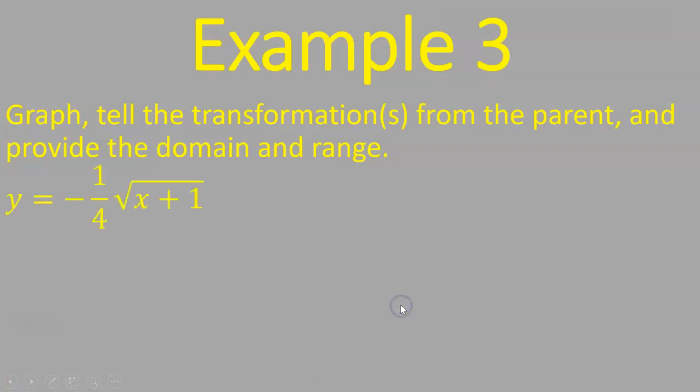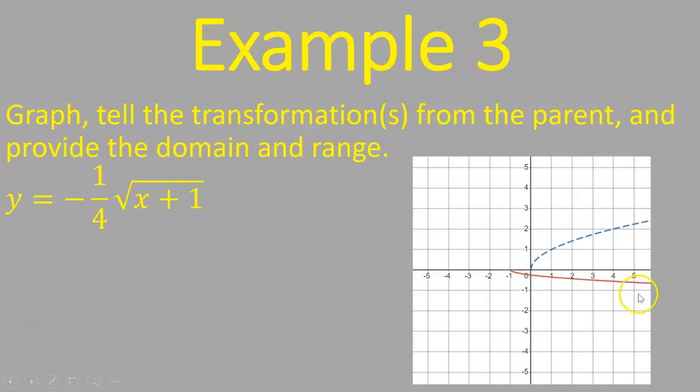Third example, same instructions. Again, quite a bit going on. We're adding on the inside, that goes left. We multiply by a number less than 1. That's a vertical shrink or vertical compression, some say. And this negative here is going to reflect it, or flip it upside down. So you see that here, noticeably flatter. That's from the 1/4, leftward 1 from the starting point, and clearly upside down.